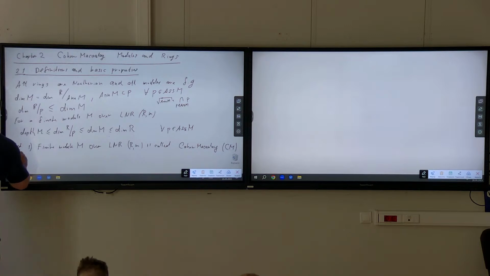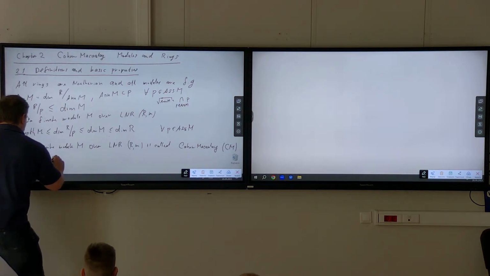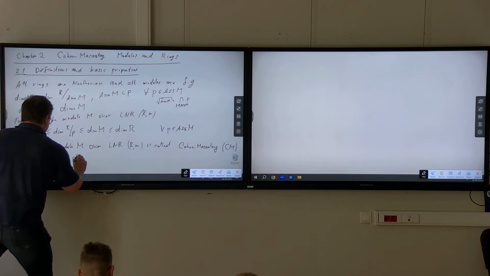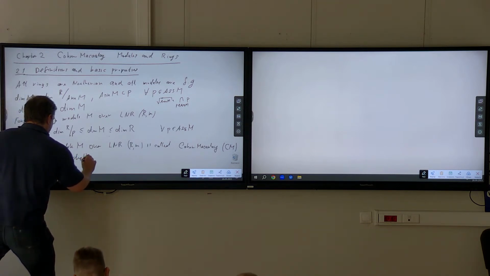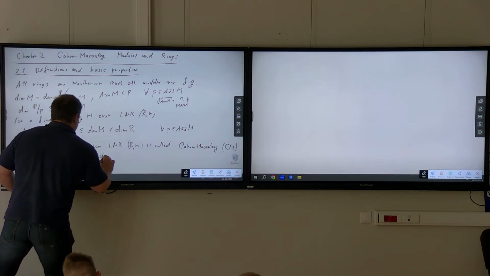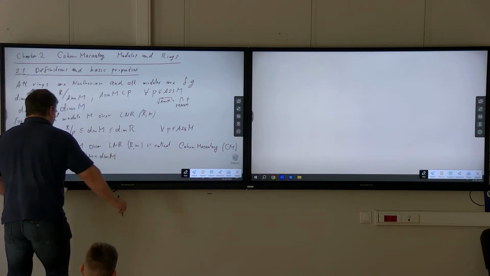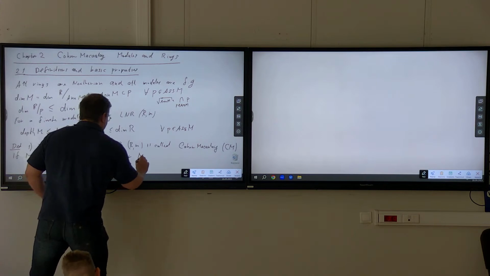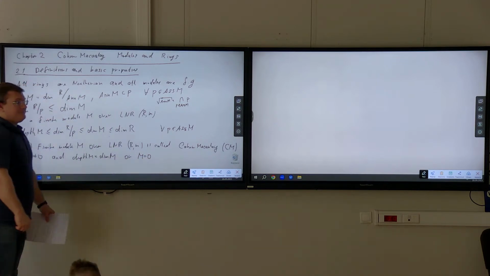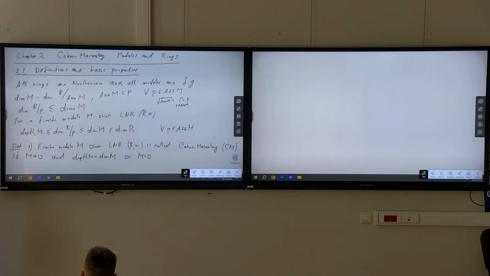So if M is not zero and depth of M is equal to the dimension of M, or M is zero. Unfortunately I need to divide this into two parts, because I want to say that the zero module is Cohen-Macaulay by definition, to have a nicer category. So for example, in the category of Cohen-Macaulay modules, I want zero modules.